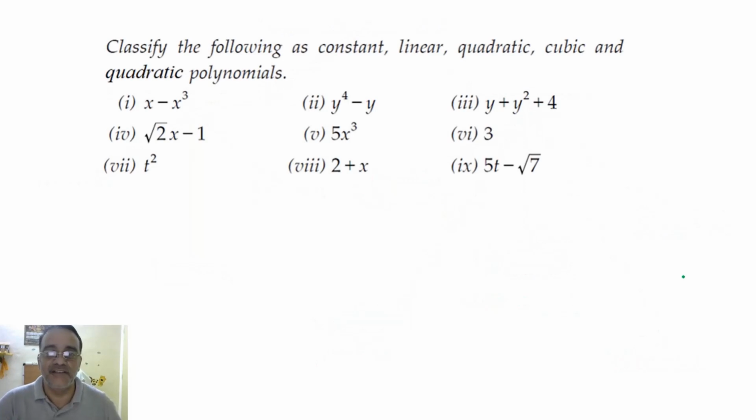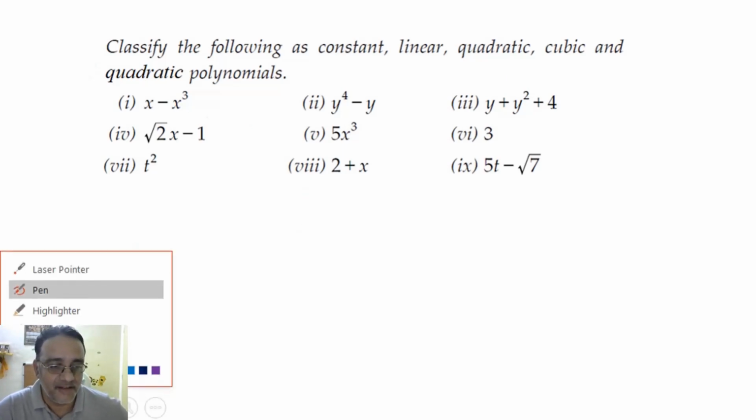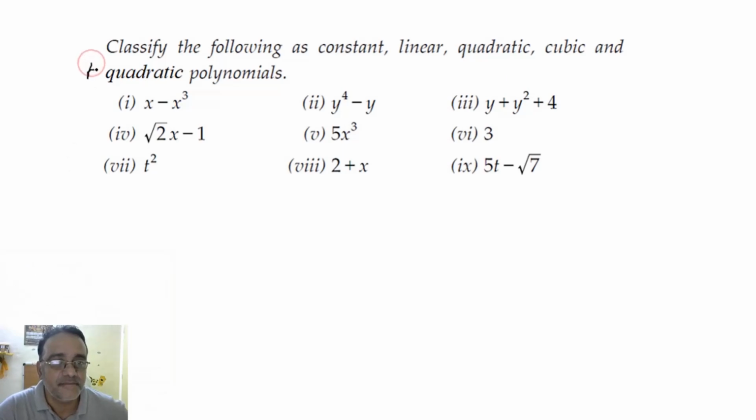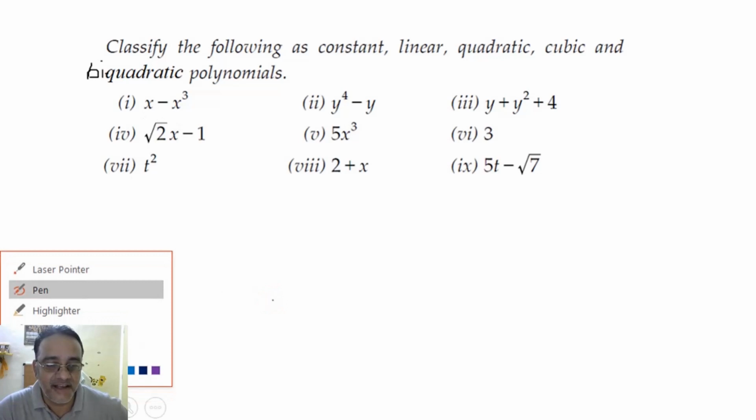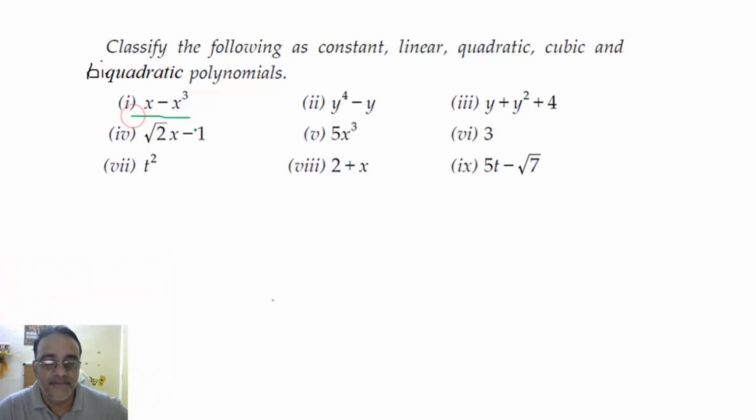Now you have to classify as constant, linear, quadratic, cubic, and biquadratic. Wait, let me write here. Okay, we'll start with x minus x cube. So cubic polynomial. Why cubic polynomial? Because the degree is 3.